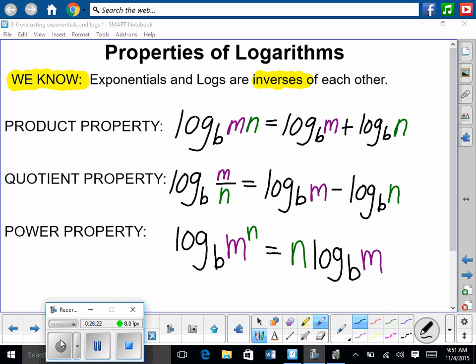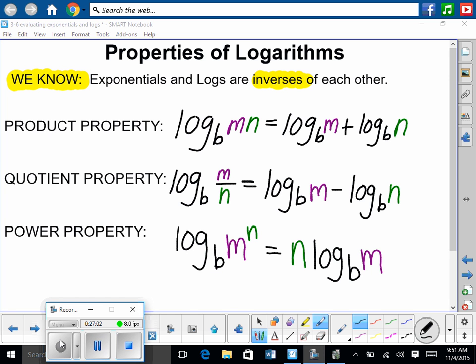So that song works with these as well. The product property, product means multiplication. So if we have log to the base b of m times n, we can break it apart and rewrite it as log to the base b of m plus log to the base b of n. Multiply, you add. Do you see the connection there? They're both log to the base b, which makes sense. Now we're going to have to be able to go both ways. Really, the most important part is taking something like this and rewriting it like this.